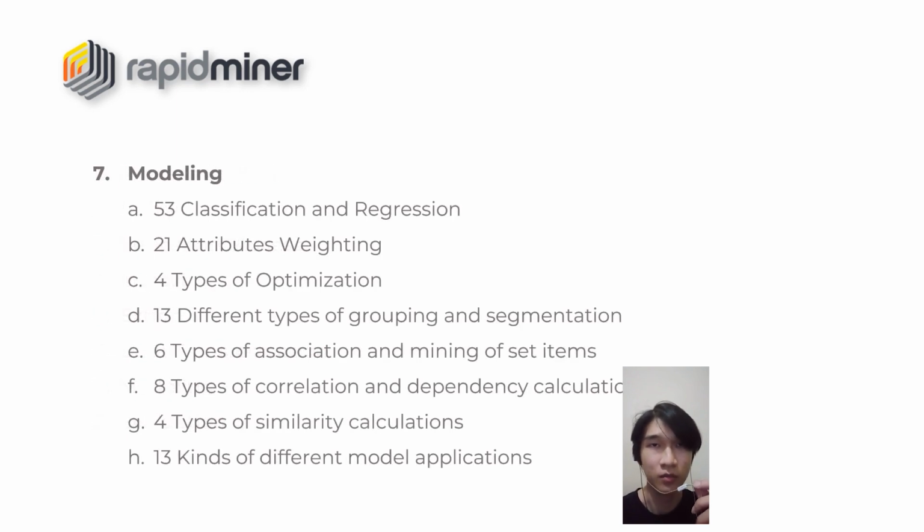The next one is modeling. This operator function is used to perform predictive functions using 53 classification and regression, 21 attribute weighting, 4 types of optimization, 13 different types of grouping and segmentation, 6 types of association and mining of set items, 8 types of correlation and dependency calculation, 4 types of similarity calculations, 13 kinds of different model applications. Yeah, just like that.